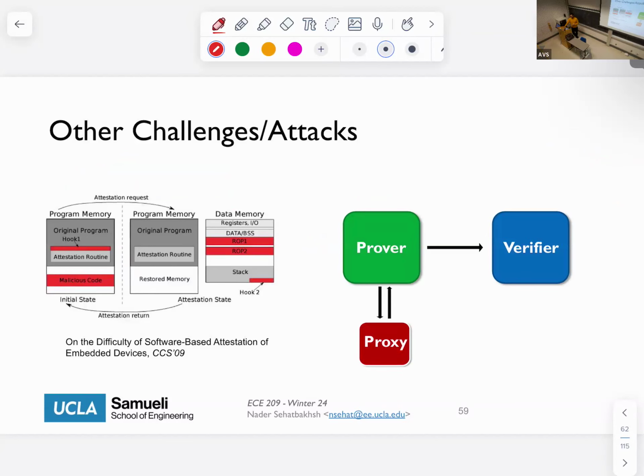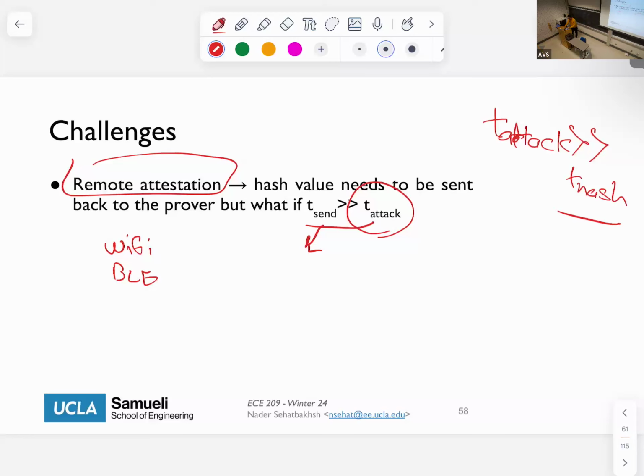There are also other challenges. By the way, I'm not going to talk about solutions yet. I'm just giving you some challenges.